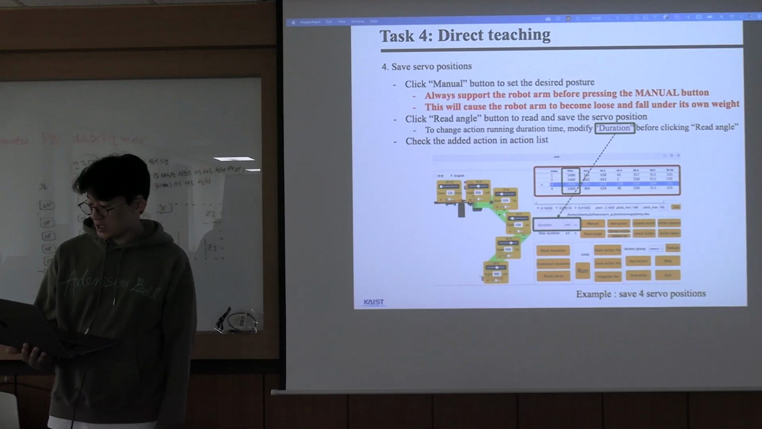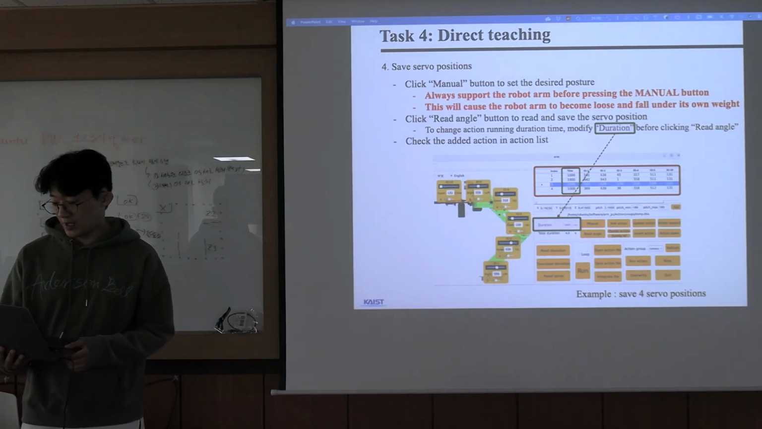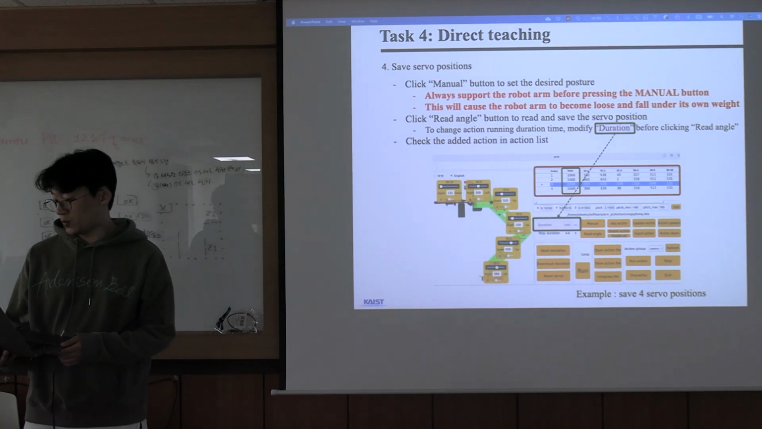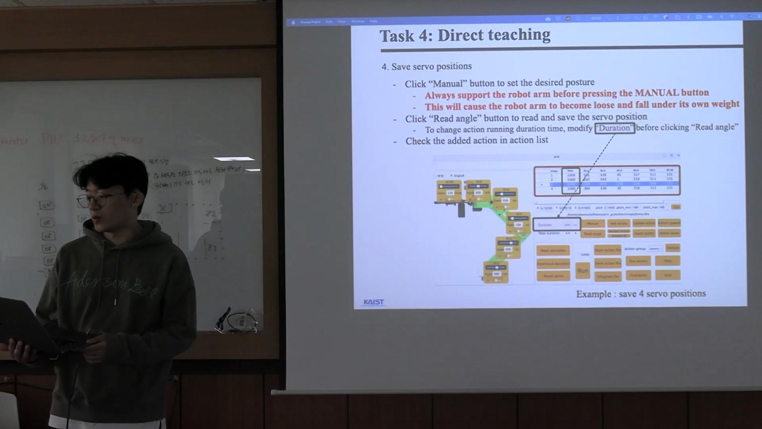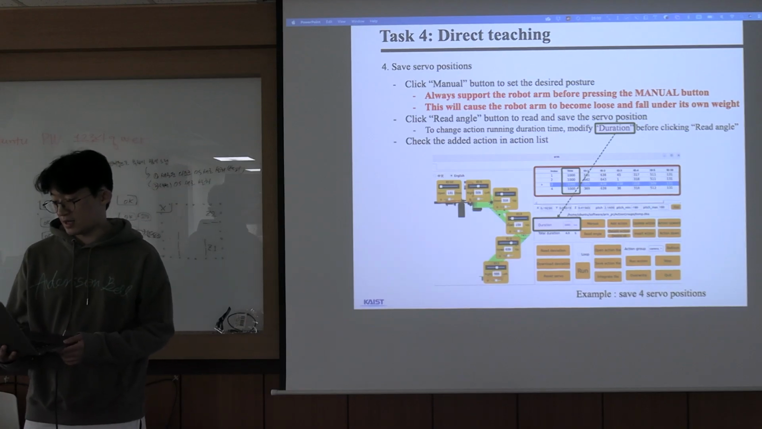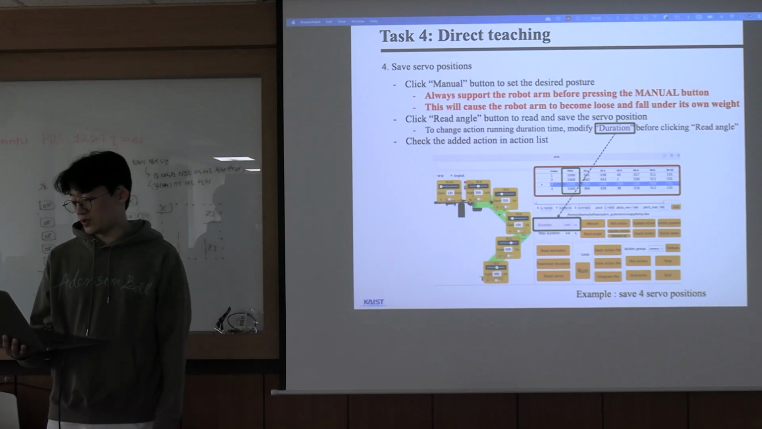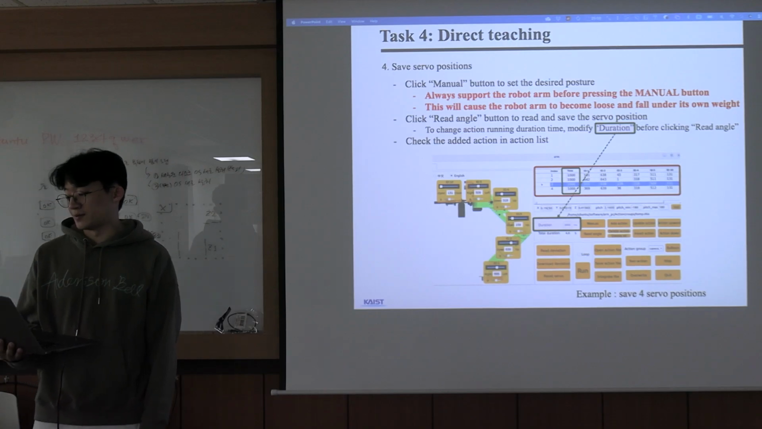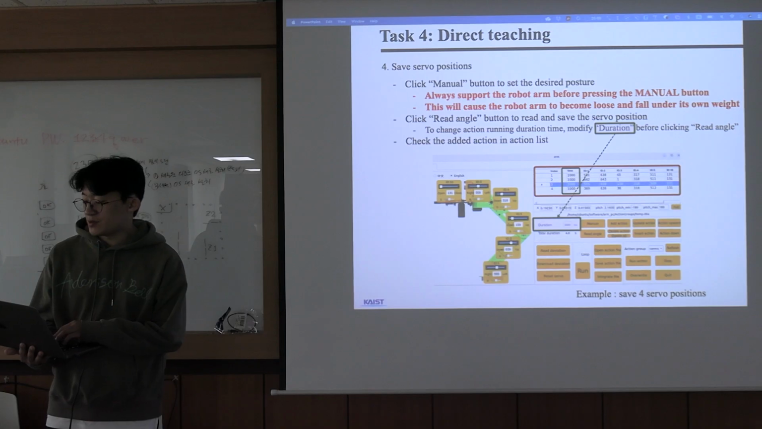To save servo positions, first press the manual button to move the arm into the desired posture. At this point, always support the robot arm with your hand, because pressing the manual button will release the torque and the arm may fall under its own weight. Next, click the read angle button to record the servo position. If you want to change the action duration, adjust the duration field before clicking read angle. Finally, check that the new action has been added to the action list.